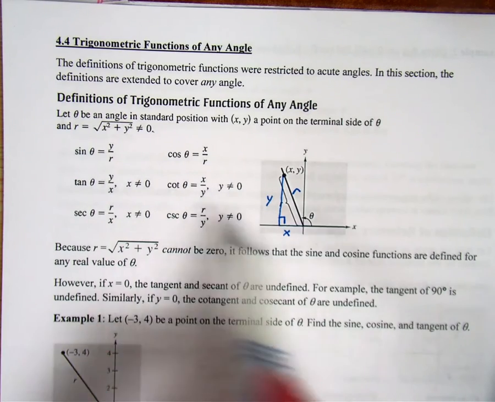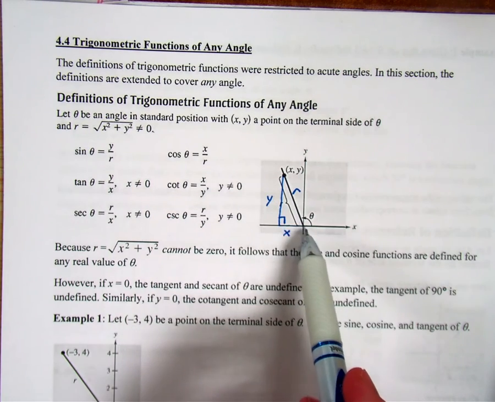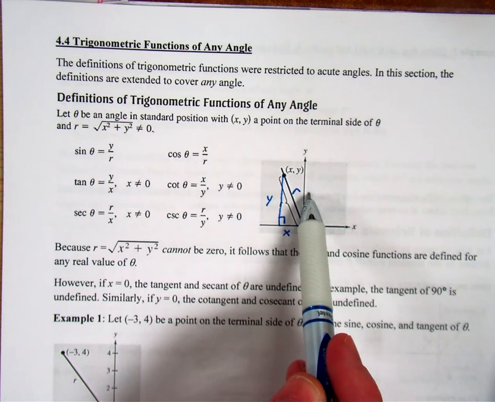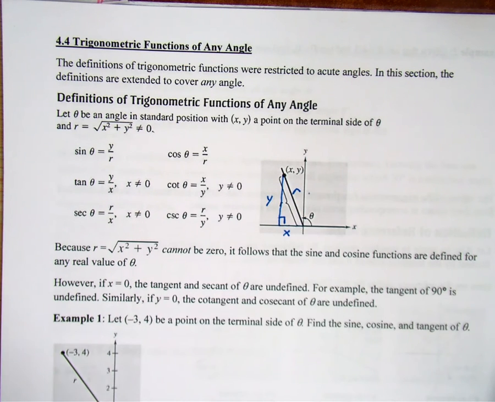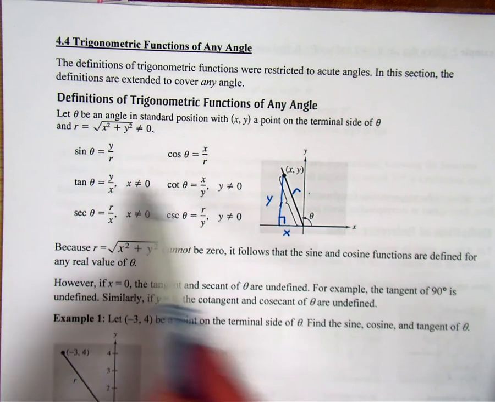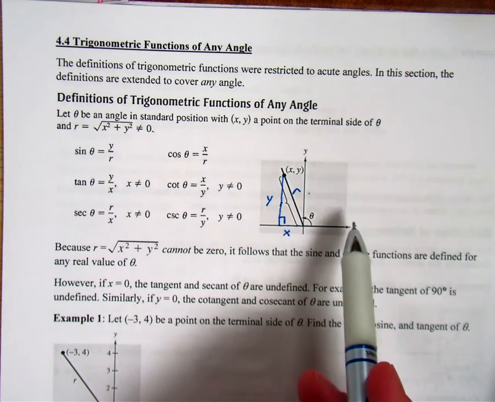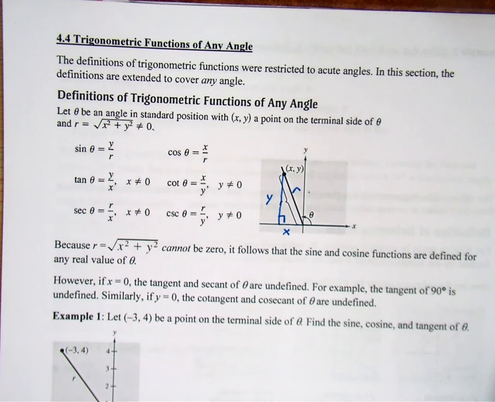So sine is always going to be opposite, so that's always going to be the y part over your radius. Cosine should always be adjacent to your angle, so x over radius. Tangent is going to be opposite over adjacent. It's all there. It's just that y is opposite, x is adjacent, and r is hypotenuse.